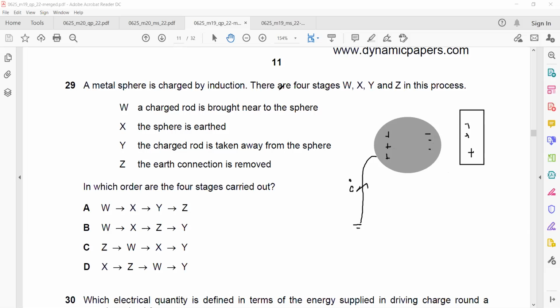So there are four stages, W, X, Y, and Z in this process. In which order are the four stages carried out?